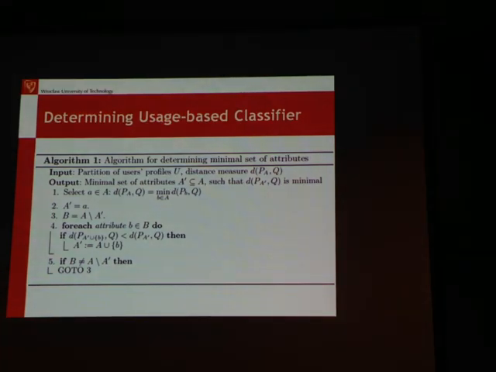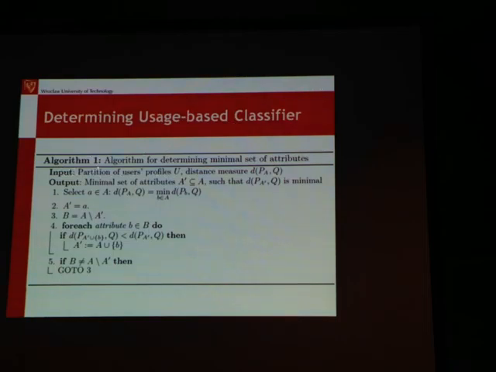We can't use an exact algorithm. We can use only an approximate algorithm because of computational complexity. So the first one: we have a partition to determine this usage-based classifier.